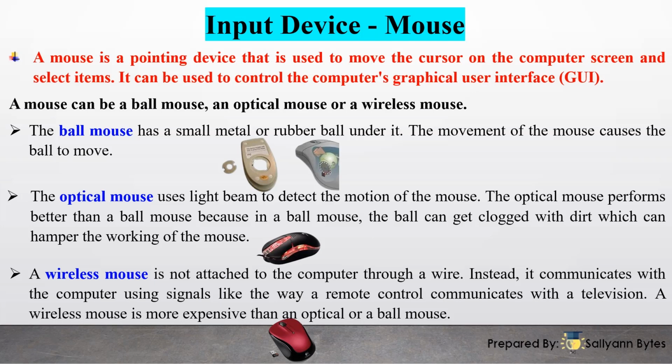And the final one is the wireless mouse. A wireless mouse is not attached to the computer through a wire. Instead, it communicates with the computer using signals, like the way a remote control communicates with a television. A wireless mouse is more expensive than an optical or a ball mouse.